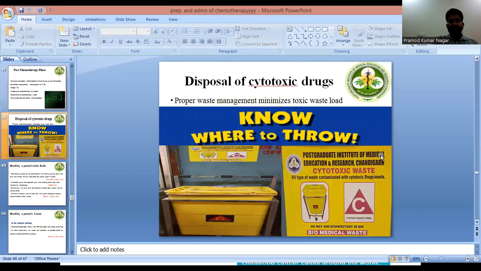In our daycare setting at PGI, proper waste management minimizes the toxic waste load. All the cytotoxic waste, including the drugs, wrappers, vials, and ampoules, we put in a bag and send directly to the incinerator.